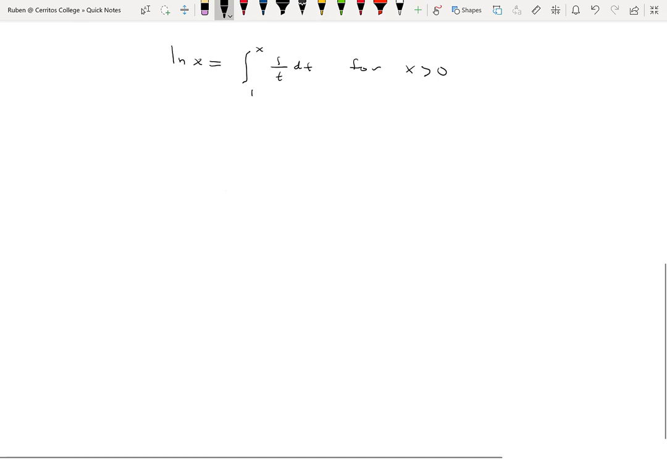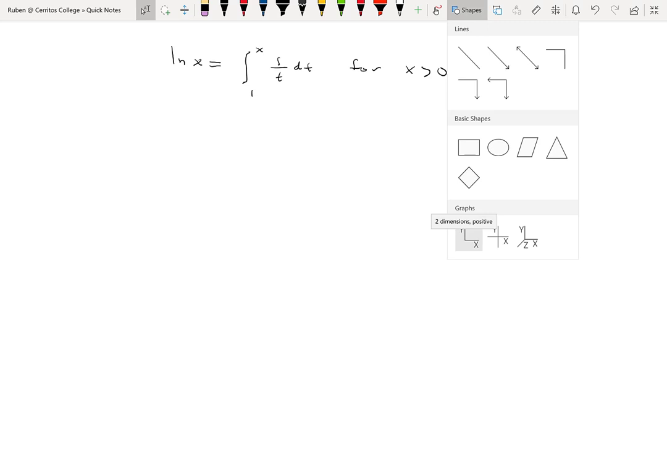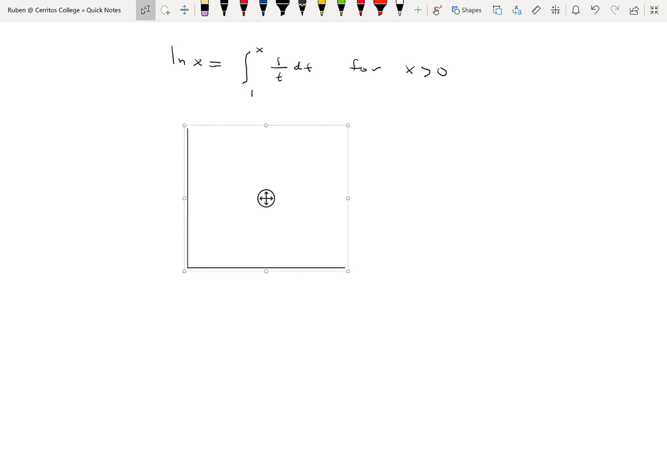In Calc 1, the primary definition was that of defining area underneath a curve. So let's take a close look at this definition of the natural logarithm and interpret it as area. Let's take a look at graphing the integrand y equals 1 over t. So this is y versus t, and here's an approximate graph of y equals 1 over t.